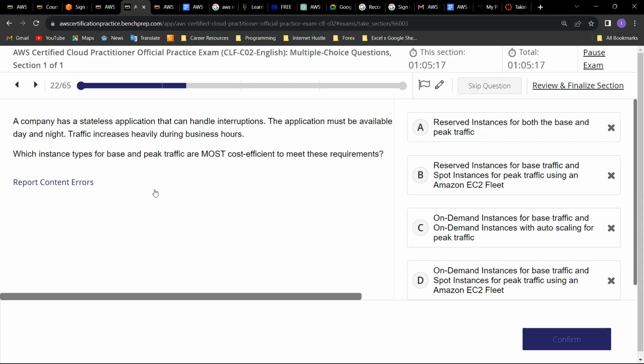A company has a stateless application that can handle interruptions. The application must be available day and night. Traffic increases heavily during business hours. Which instance types for base and peak traffic are most cost efficient? So everybody says B. Okay, seeing B, B, B, B, B, B.